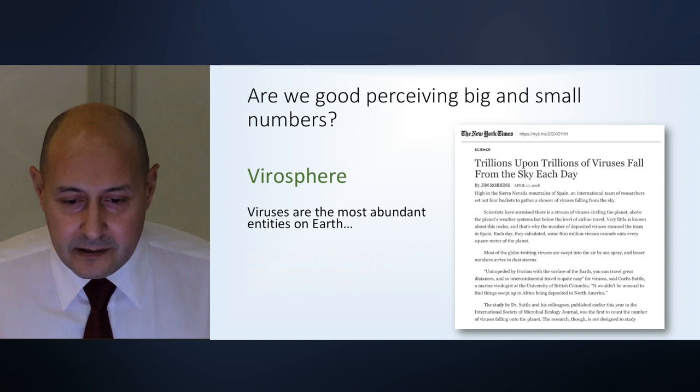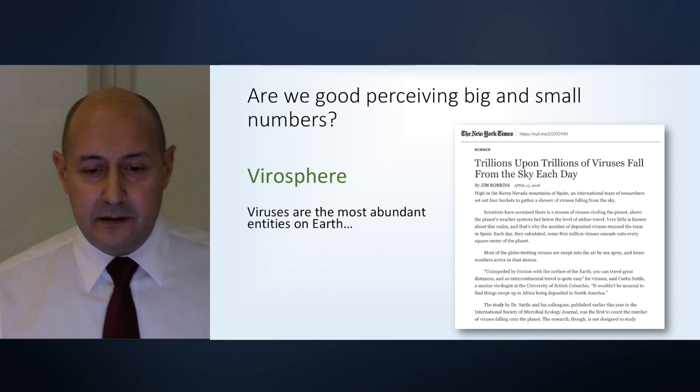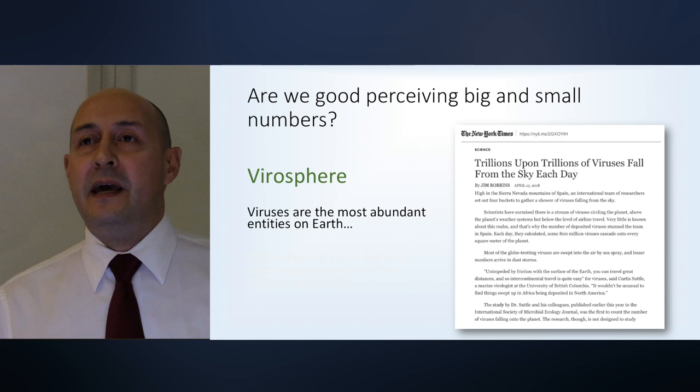Okay, I will give you a hint. And again, this is a piece that I extracted from the news. Okay? So it's not specialized literature or anything. So this was in the news in April. Oh, here is the date. It's April 13. And the New York Times says, trillions upon trillions of viruses fall from the sky each day. Right? So actually, the number is right here.